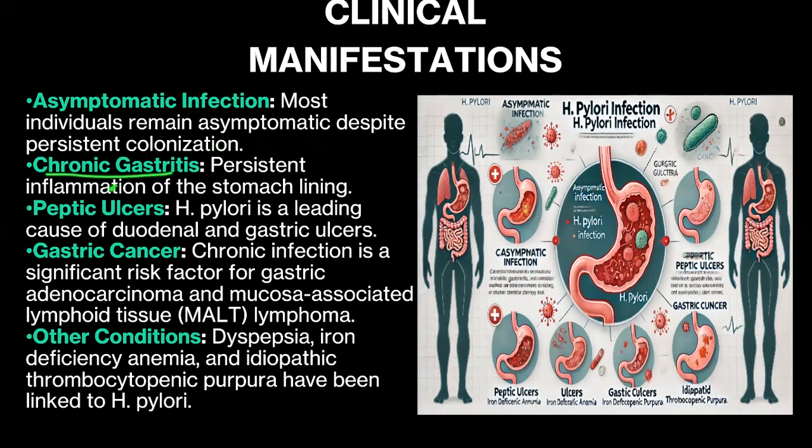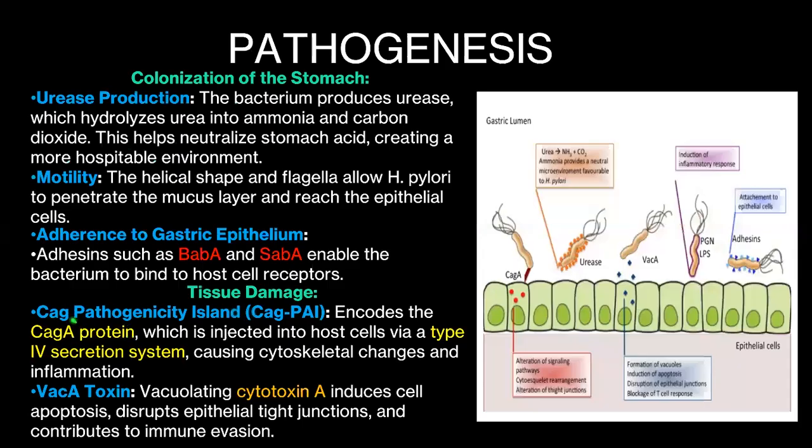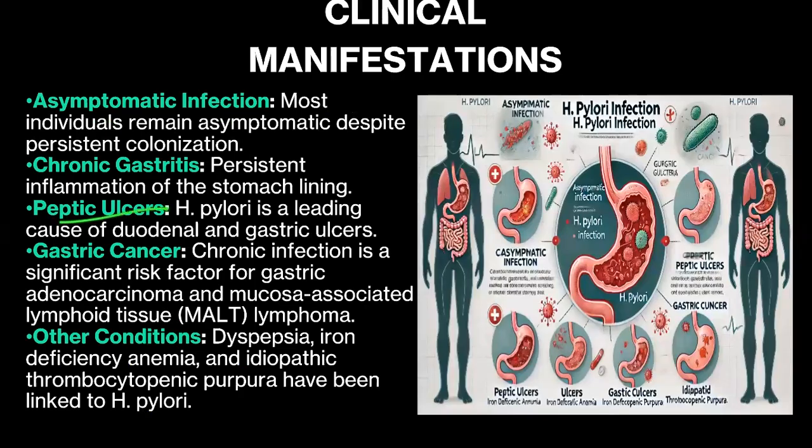Chronic gastritis, inflammation of the stomach lining. As we have discussed, this CagA protein causes inflammation. Peptic ulcer: H. pylori is a leading cause of duodenal and gastric ulcers due to the VacA toxin. Gastric cancers: chronic inflammation from long-time H. pylori infection is a significant risk factor for gastric adenocarcinoma and mucosa-associated lymphoid tissue lymphoma, MALT lymphoma.